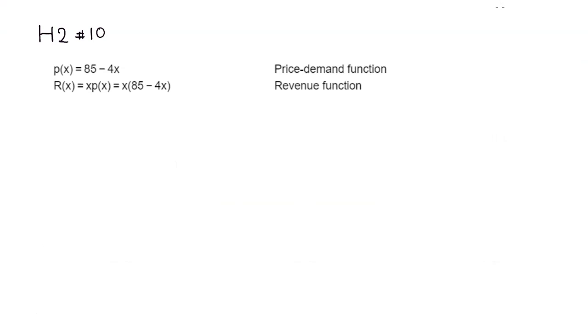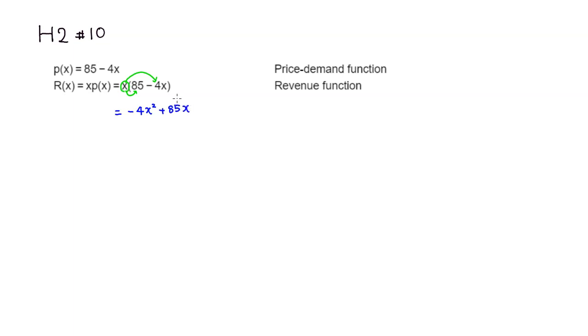We have a revenue function, and I'm going to complete the square. First I'm going to multiply this out. I'm going to distribute x to negative 4x, so you get negative 4x squared. And then I distribute x to 85, and obviously you get 85x.